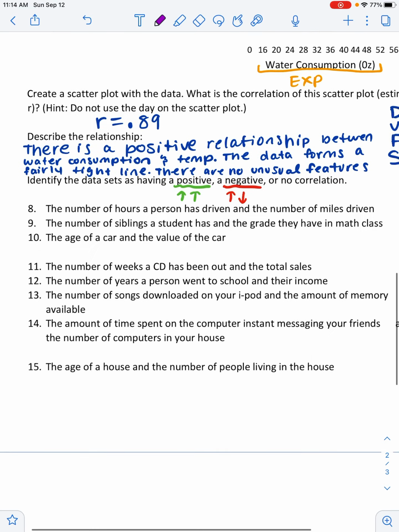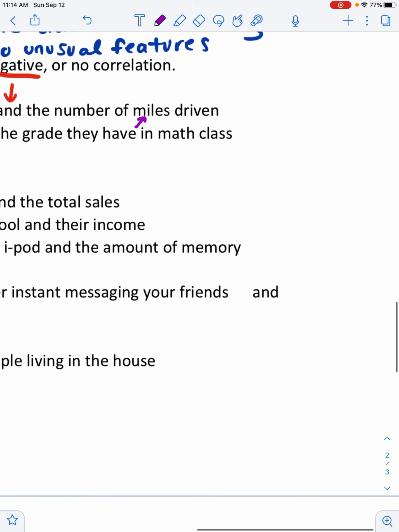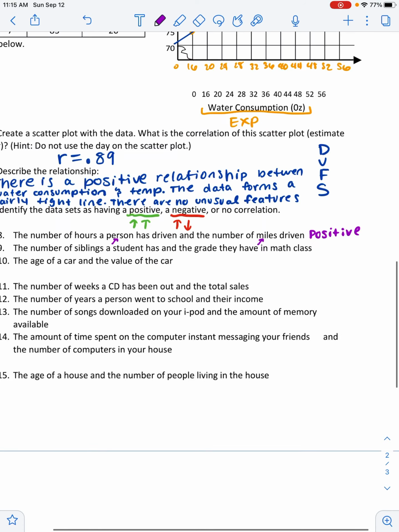So, number 8, the number of hours a person has driven and the number of miles driven. So as you drive for more hours, so as my number of hours goes up, the number of miles I've driven also must be going up, right? If I drive more, then I'm driving longer and further. So this is a positive correlation. Probably a pretty strong one.